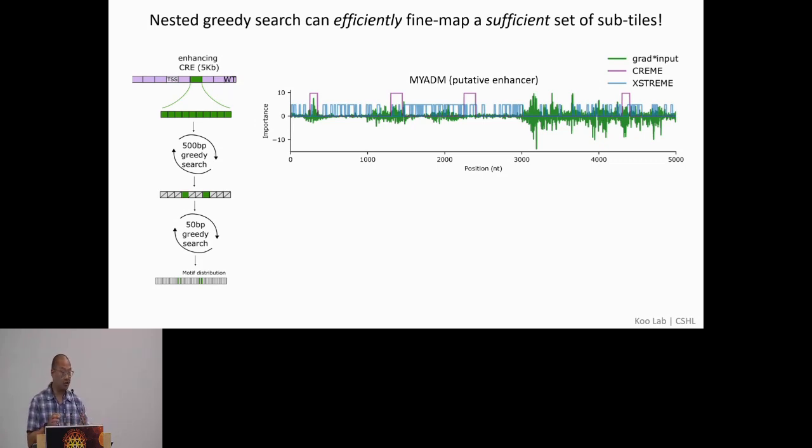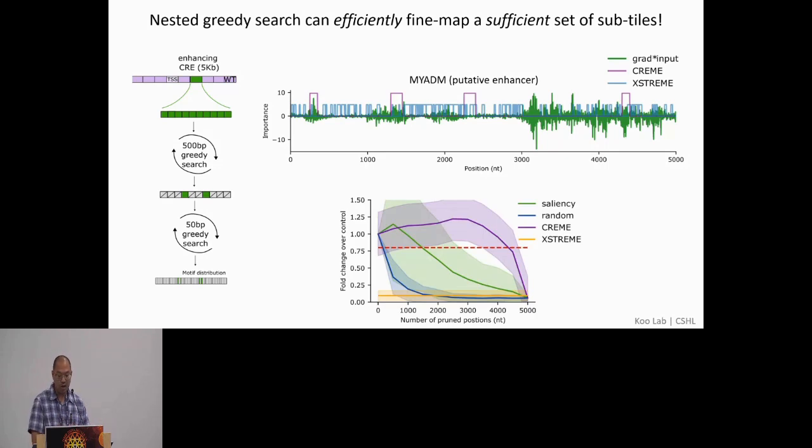Saliency analysis is placing emphasis all over the place as well, whereas CREM finds 4 focused regions of sequence elements that really can explain the full 5 kb tile's behavior. And of course, we can make this more quantitative across multiple 5 kb tiles. Here I'm applying the log fold over control, which is basically the sufficiency of the subtiles identified by these methods divided by the sufficiency of the full tile.